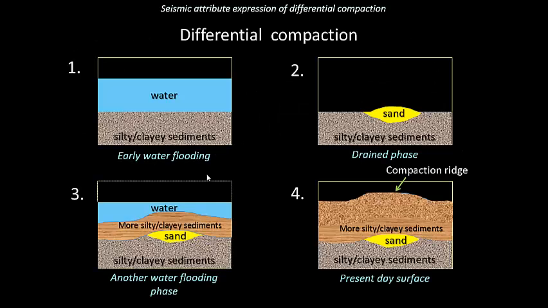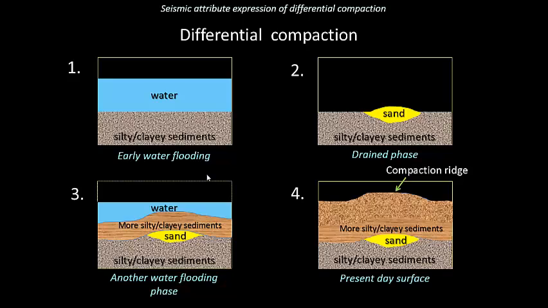On this slide, you see the steps that show how differential compaction can take place. For example, in the first one, we have the early water flooding phase when the silty and the clay sediments were deposited. Number two, the drain phase, when the water got drained out and streams flowed across the former riverbed and resulted in valleys where sand could get deposited.